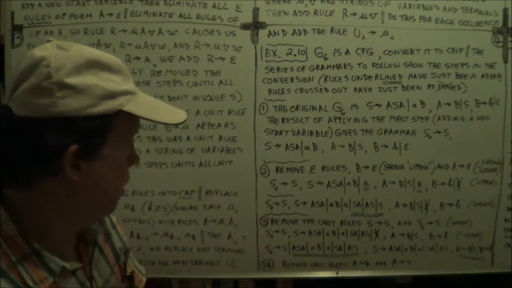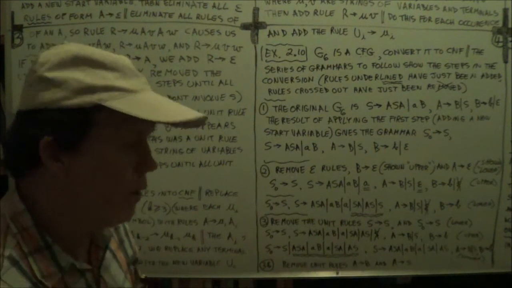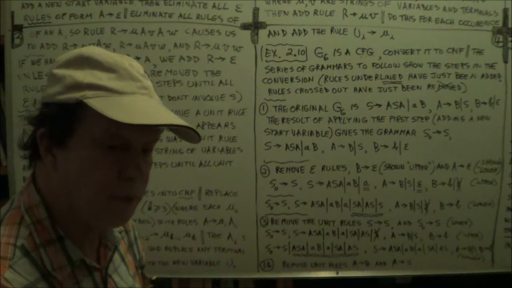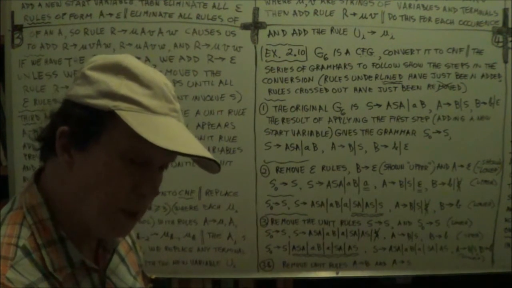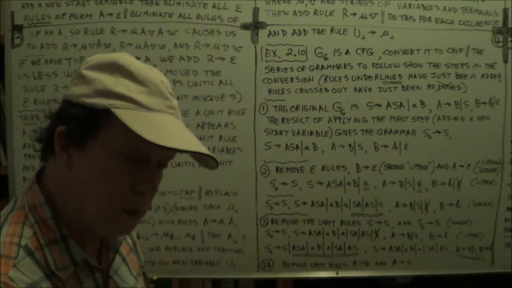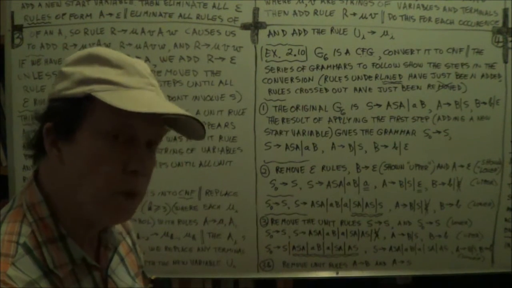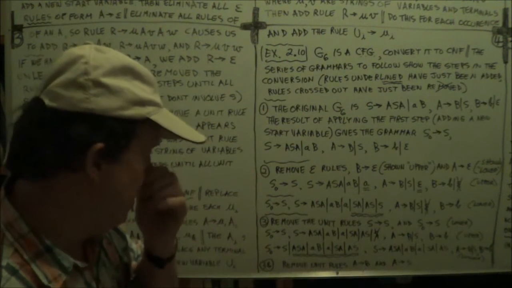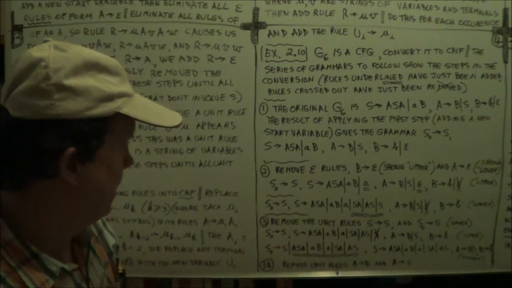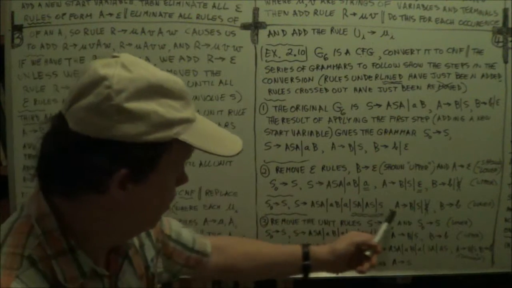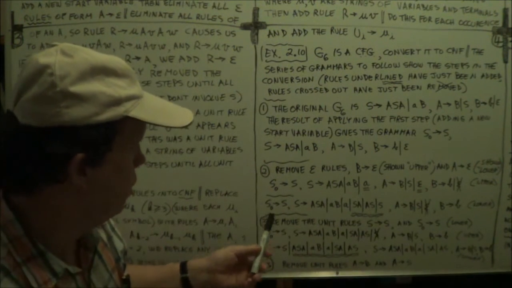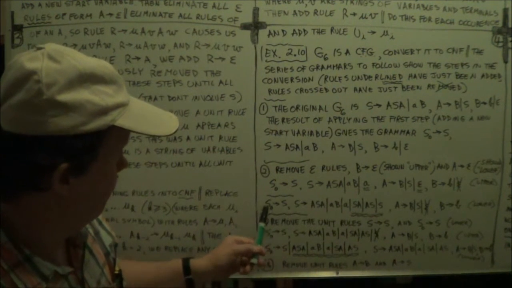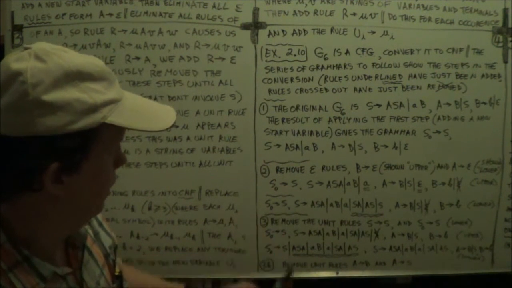Okay, step three. Now we get rid of the unit rules. What are they? They are rules of the form where the right-hand side is a single variable. Okay, of the form A arrow B, something like that. All right, so let's have a look at the current rules and see how many unit rules we can find. Well, there's one, right? Yeah, it's just a single variable.